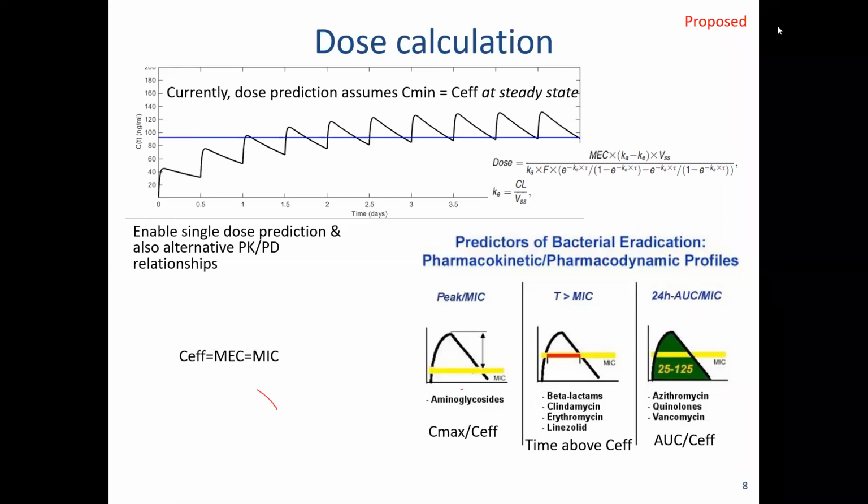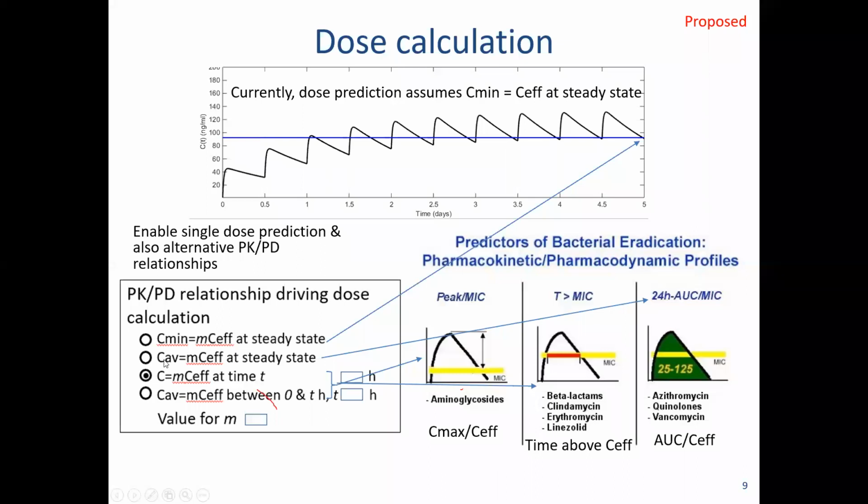Okay, so dose calculation. At the moment, the tool makes a prediction based on needing to achieve trough concentration of CF. So you need to achieve CF at trough. And we want to allow that to be done in different ways related to AUC and related to being able to predict dose for a single dose compound, for example. And the way we plan to do that is to allow you to have some flexibility about the dose with these options. So at the moment, the top one of these radio buttons, Cmin equals M CF at steady state, that's pretty much what we're doing at the moment.